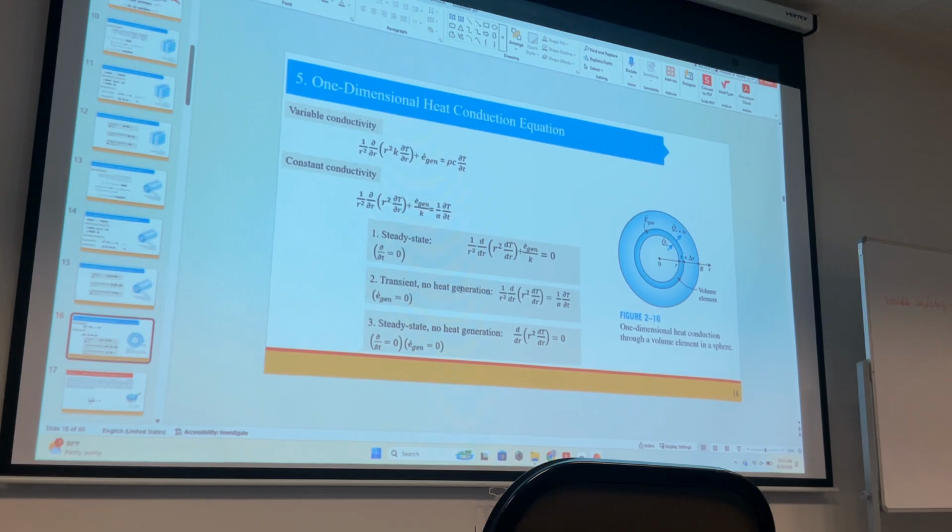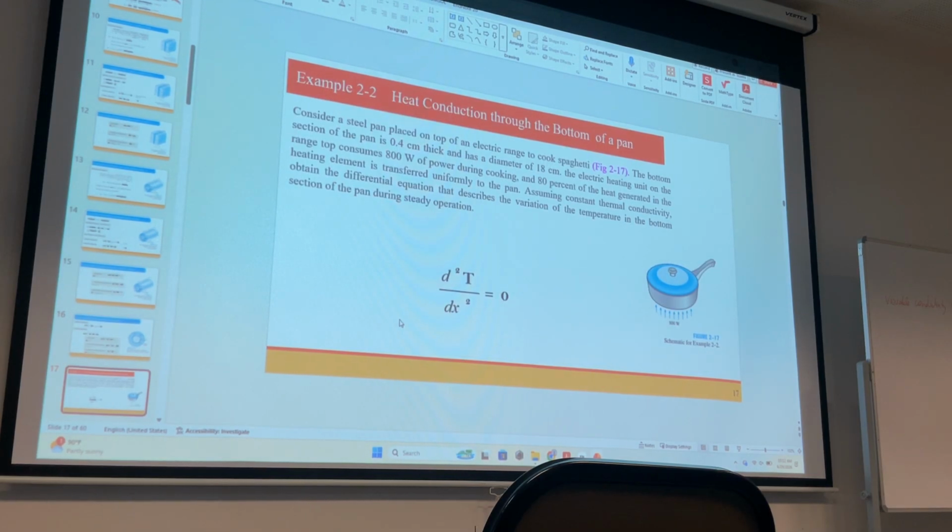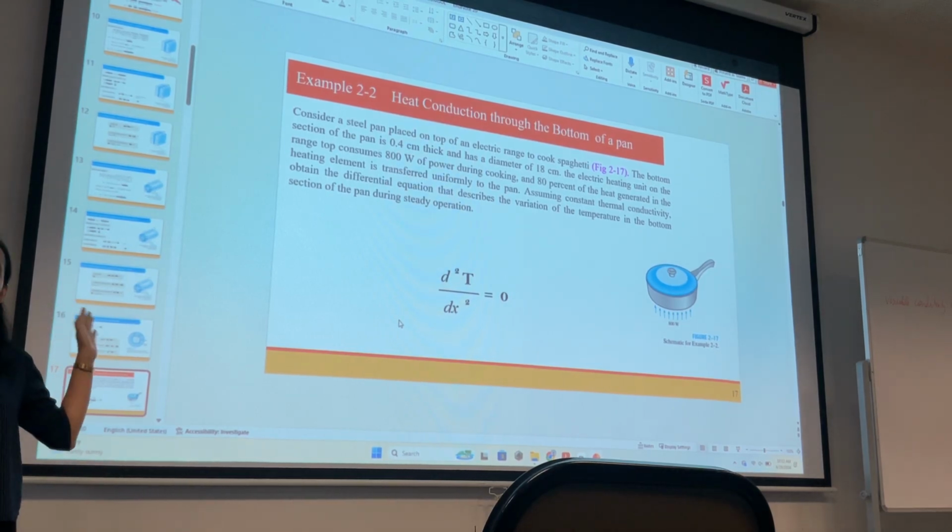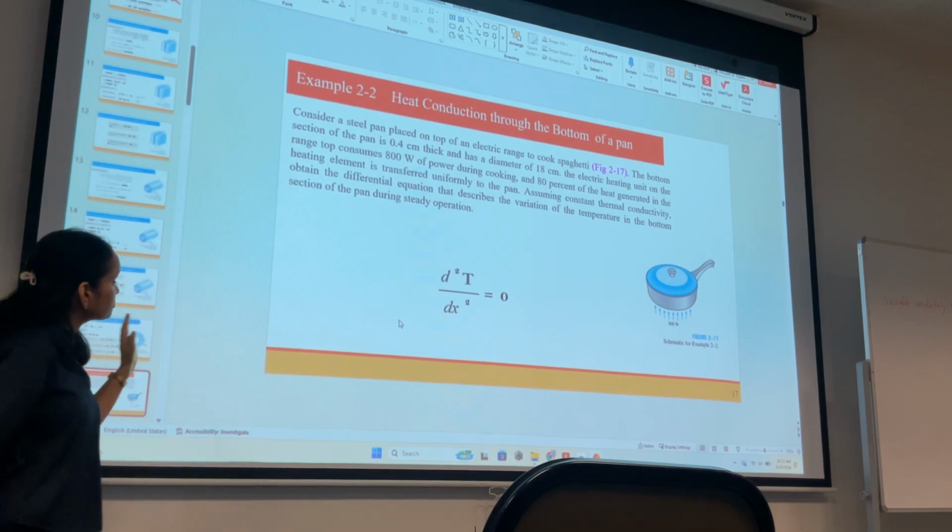Third coordinate is sphere. Okay? So in sphere, the formulas for steady state, transient no heat generation, and steady state no heat generation are these. Alright. Now look at this numerical very carefully. When you do the numerical, it will be more clear to you.